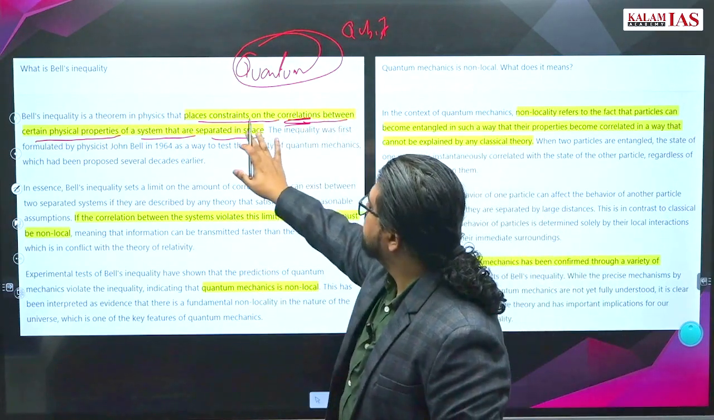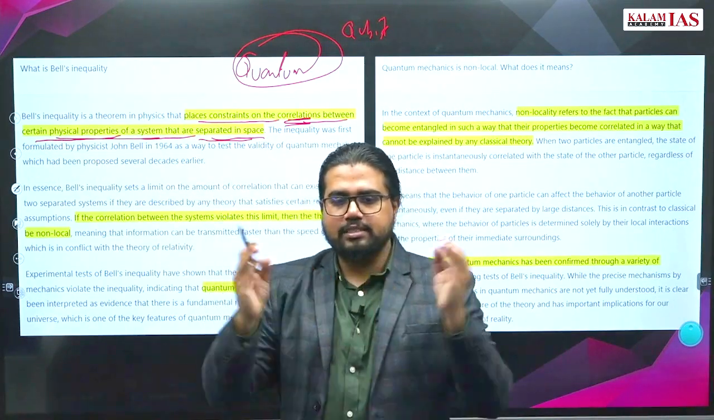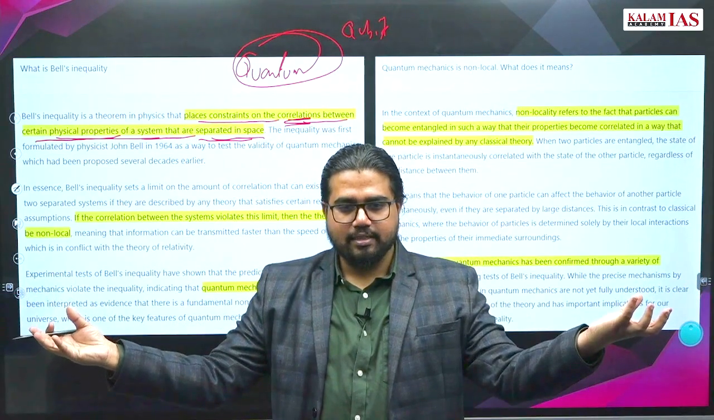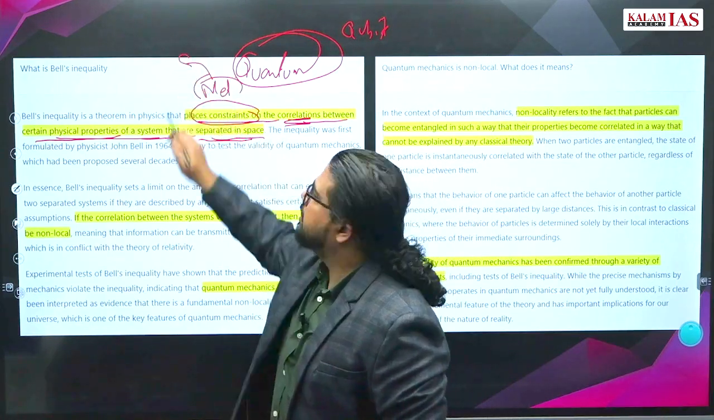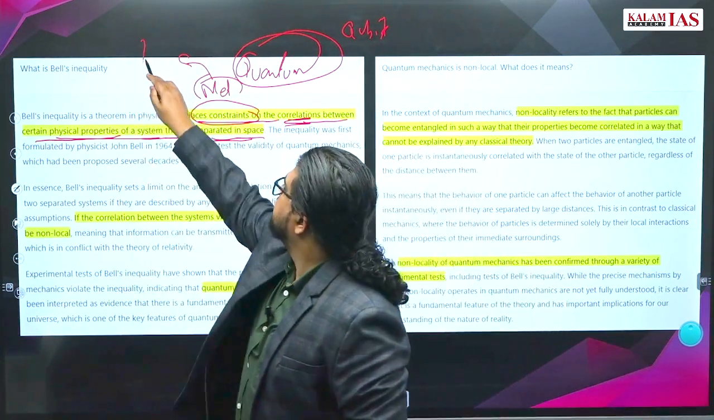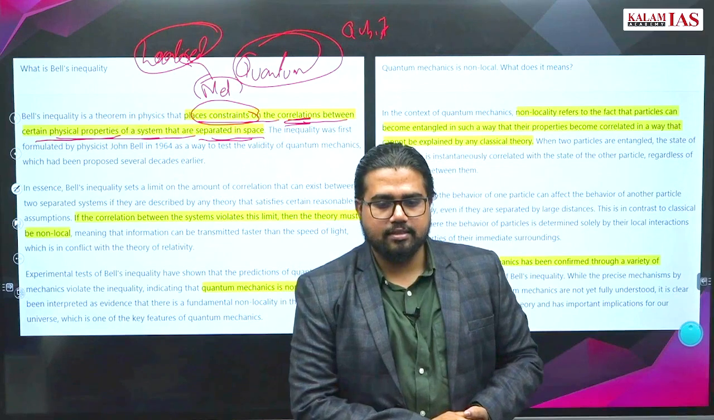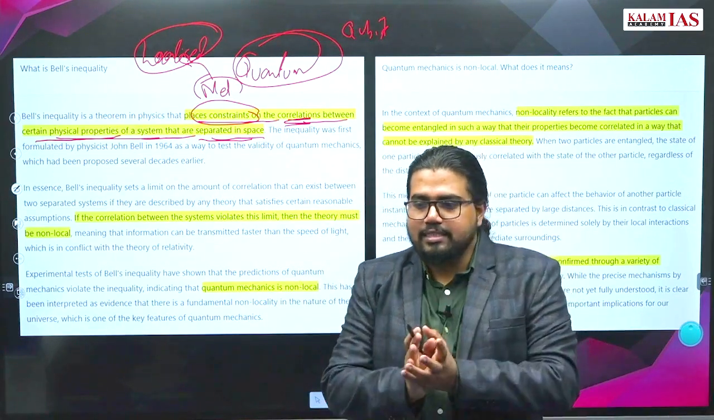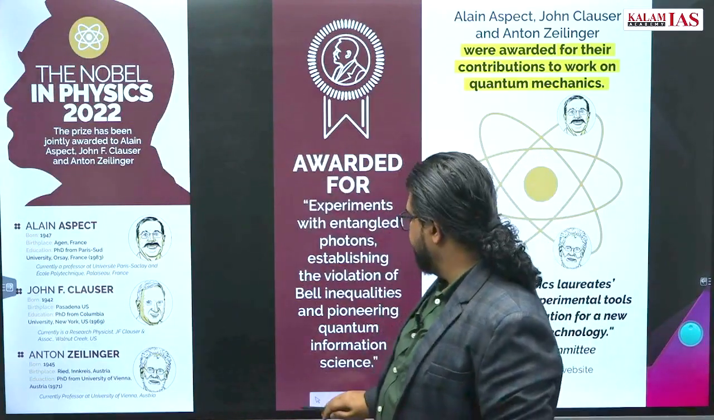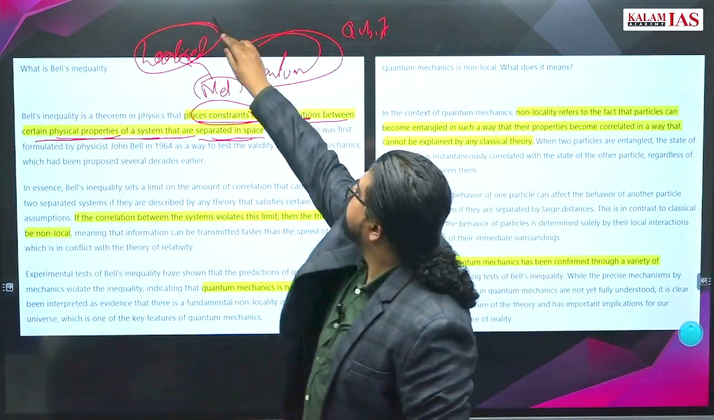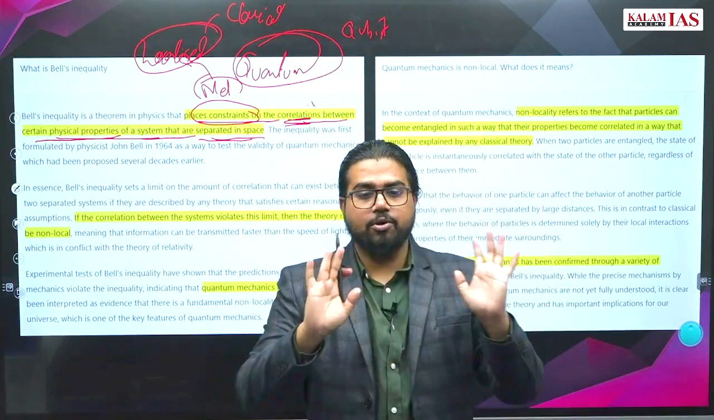Suppose these physical systems are separated in space. Now if these constraints are met, then this becomes a localized system. Localized system means mostly the laws of classical physics are applicable there. If the laws of classical physics are applicable there, then you cannot have quantum entanglement.